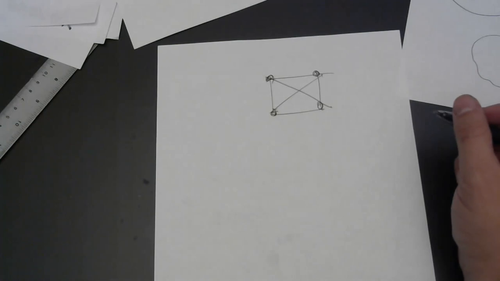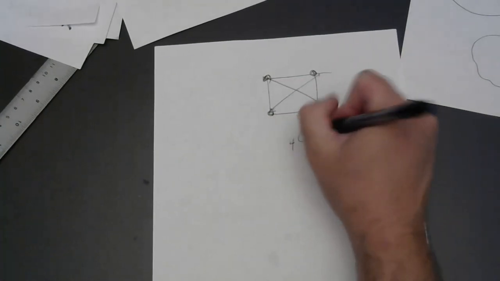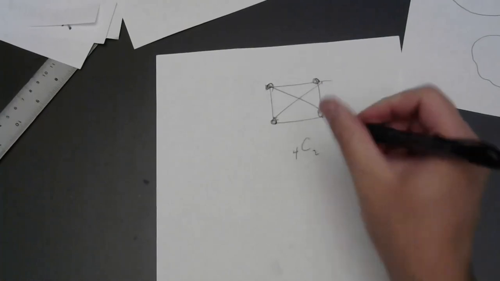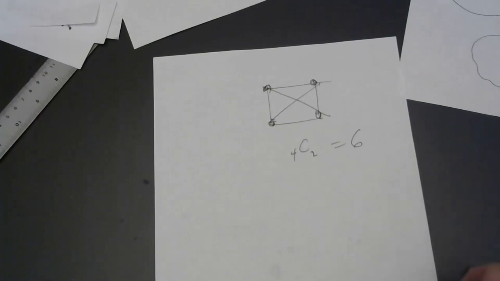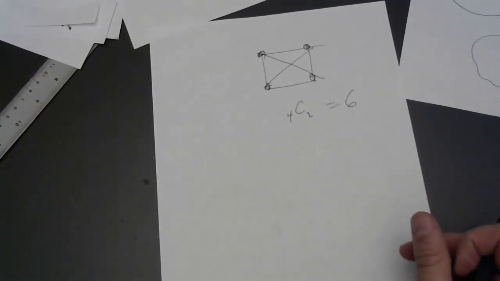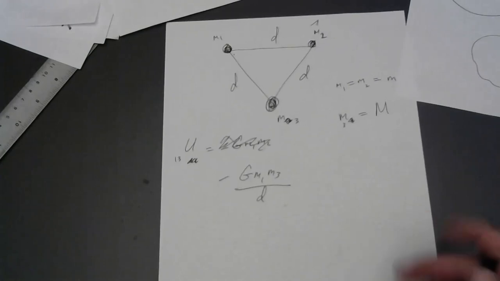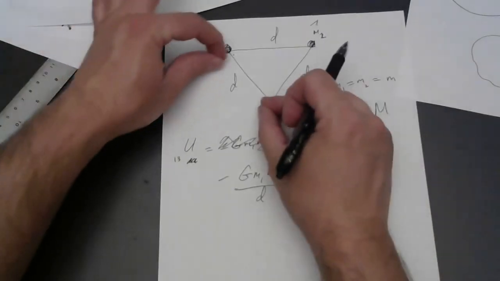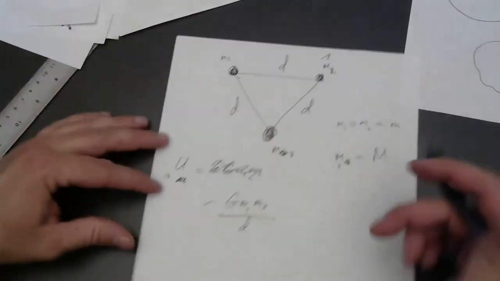Fortunately, there's a formula for counting them. Like in this case, I had four. I want to know how many combinations of two I can choose from four. Four choose two, it turns out to be six. Is that true? Yes. You know what though? Because we're so short on time, I'm not gonna emphasize that. I'll have to stick with configurations for which it's easy to count the number of pairs. Okay, so how much work does it take to separate all of these? Well, you're gonna have to separate these two against their mutual attraction, these two, and these two.